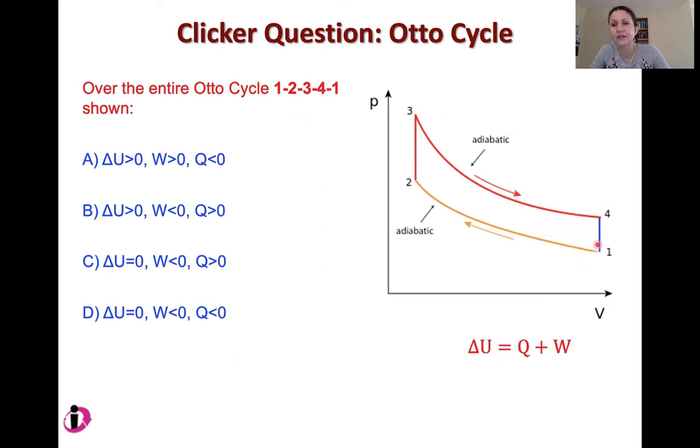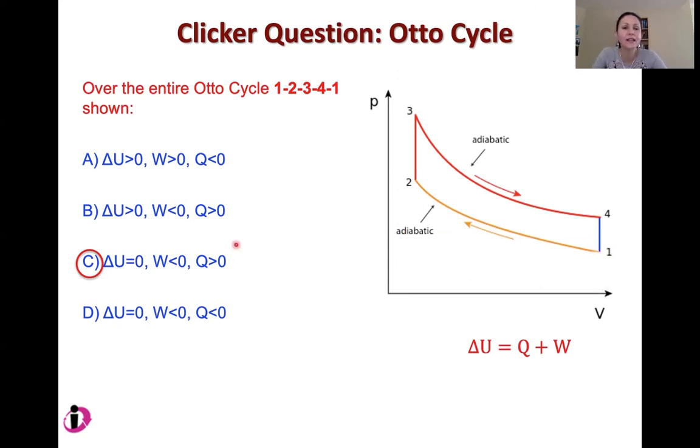So not just a particular process, but the whole cycle. What is true about delta U, W, and Q? All right, I suggest you pause it, think carefully. Okay, so delta U has to be 0. Why does it have to be 0? Because we start at some initial state, at some initial temperature here, and we go all the way back. So there's no net change in a state function. So delta U is 0.